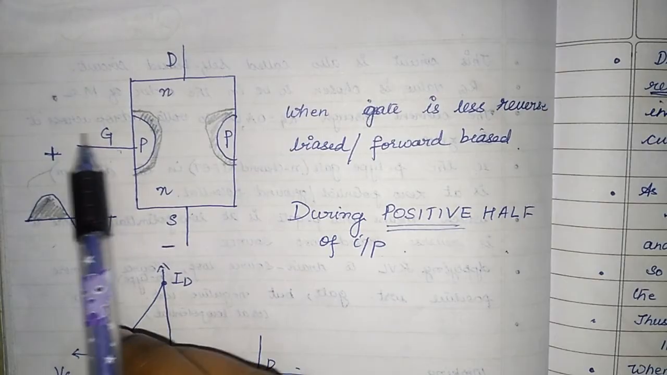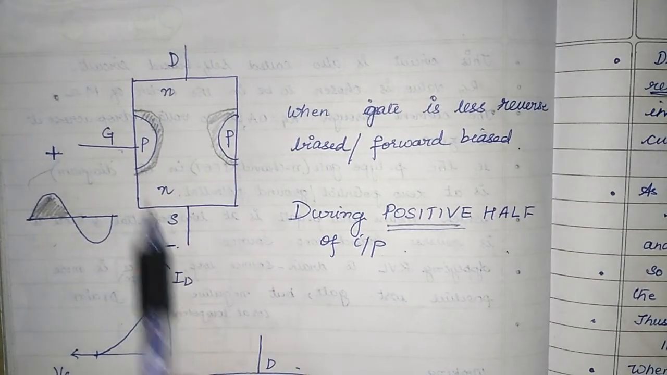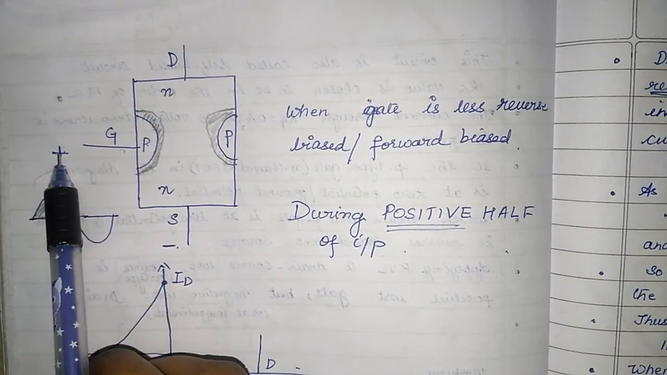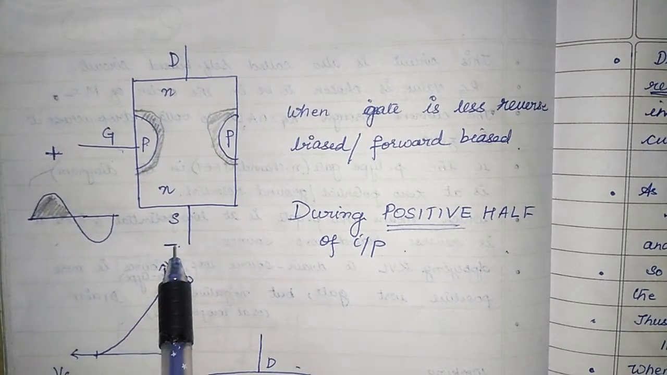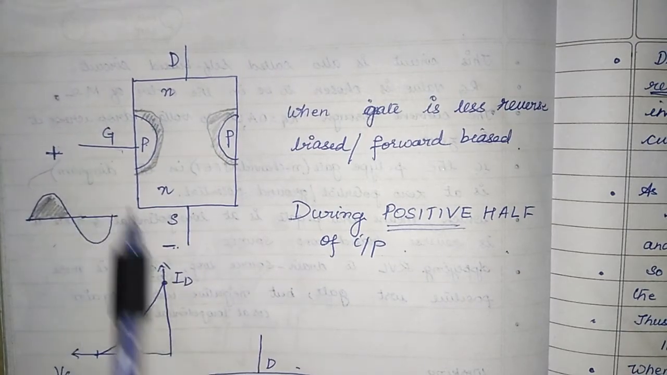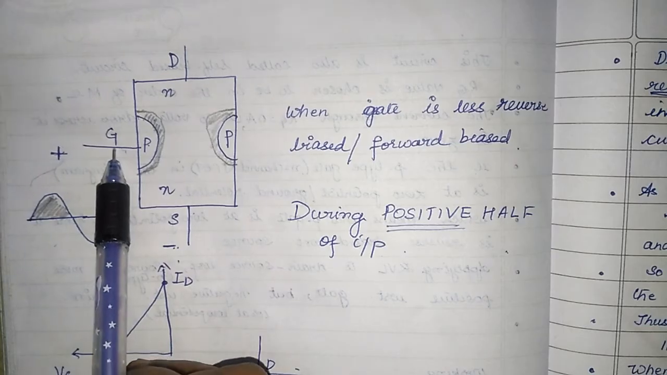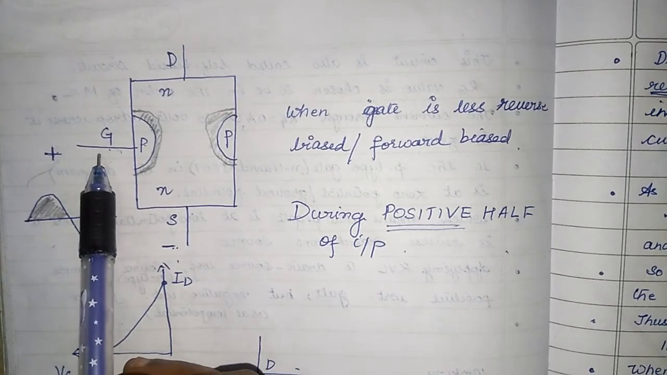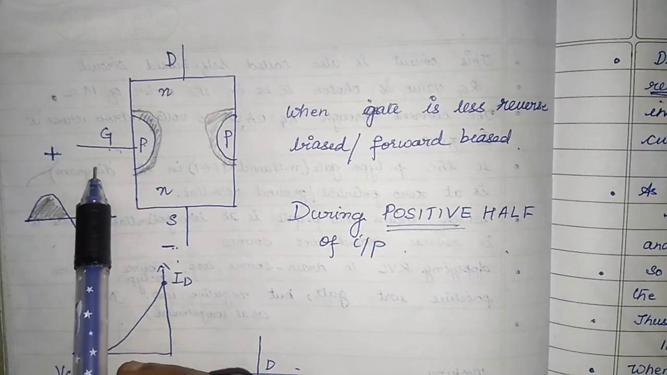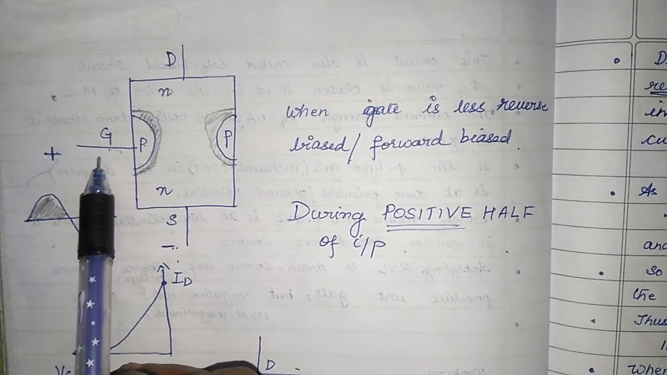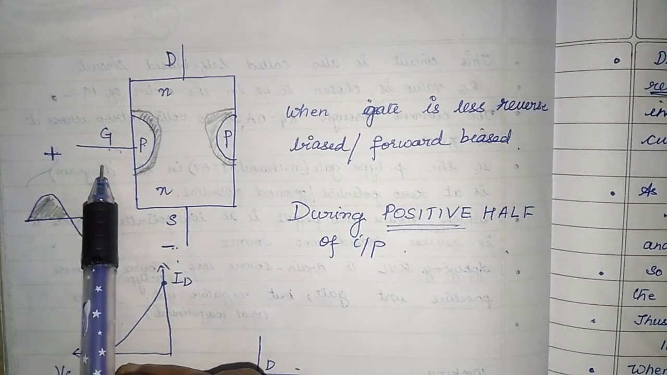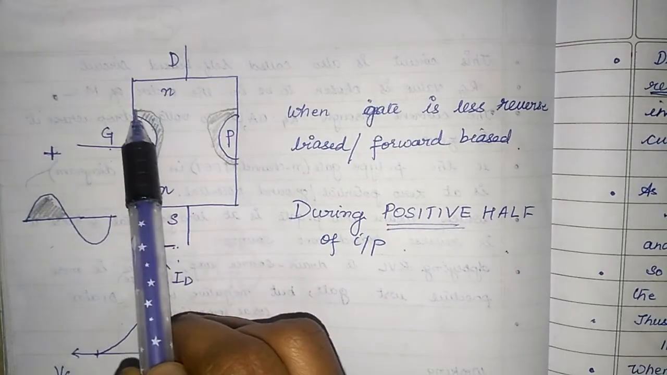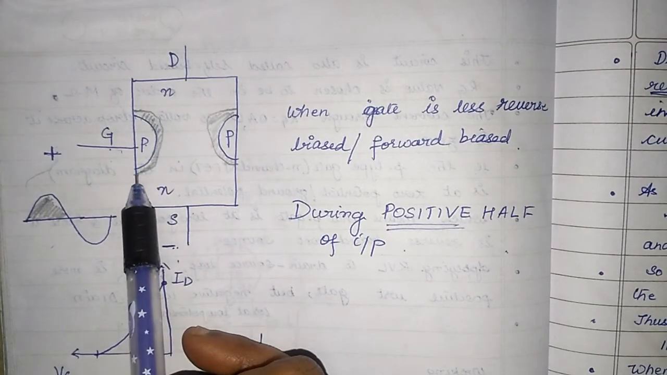So when the gate is positive with respect to the source, what happens? The P region is facing a positive potential and the source is facing a negative potential. So what does it mean? That the gate, which was supposed to be reverse biased, is now less reverse biased or slightly forward biased, isn't it? So when it is getting forward biased, what is the effect? The effect is that the depletion region is less in width.